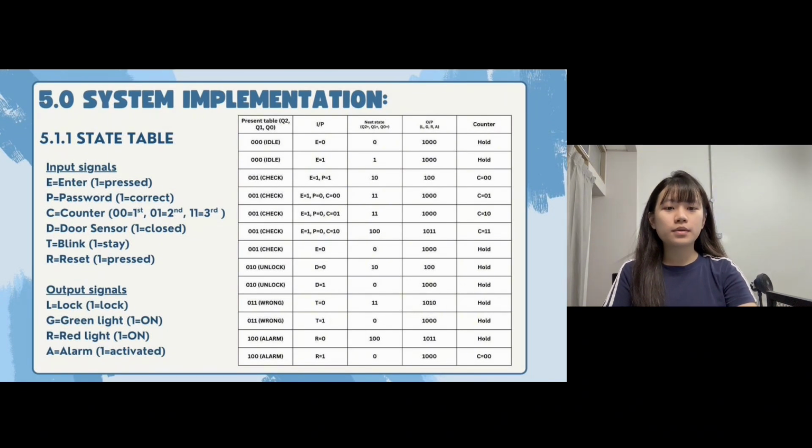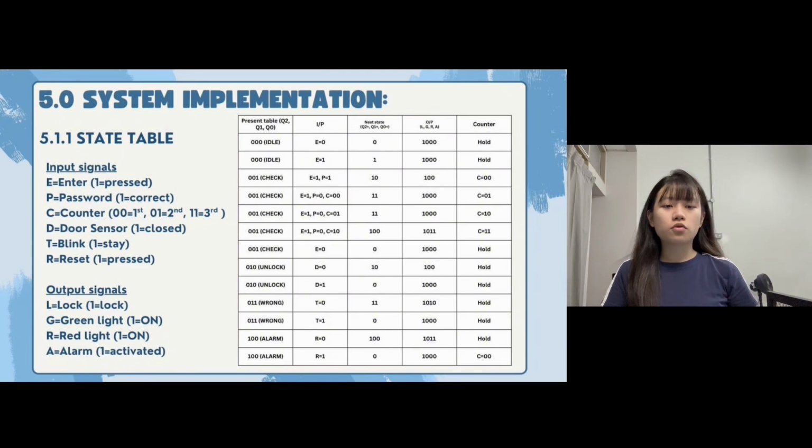The FSM state is encoded using Q2, Q1, and Q0 starting from the IDLE state. From the IDLE state, when the enter button is pressed, the system moves to the check state to verify the password. If the password is correct, the system transitions to the unlock state and activates the green light.